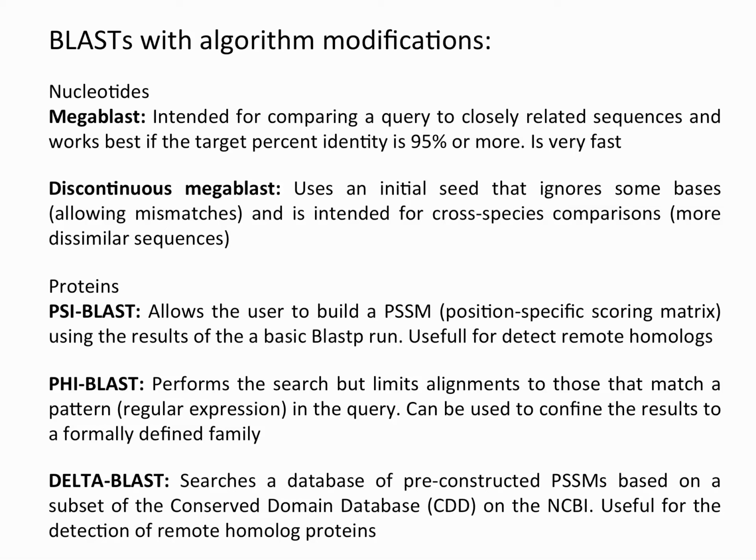In addition to the basic and specialized types of BLAST searches, one can employ different modifications of the BLAST algorithm for special purposes. This is the case of MegaBLAST and discontinuous MegaBLAST for nucleotide sequences, to search for high similarity or more dissimilar homologous sequences. On the other hand, in the case of proteins, we have several algorithms to improve the sensitivity of the search. That is the case of PSI-BLAST, PHI-BLAST, and DELTA-BLAST.